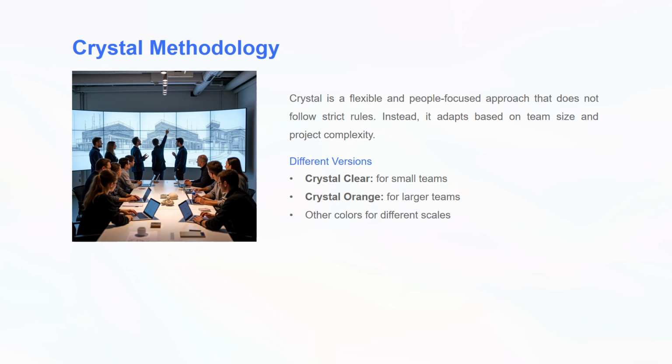Now let's discuss the Crystal methodology. Crystal is a flexible and people-focused agile approach. Unlike other methods, it does not follow strict rules or fixed processes. Instead, it adapts based on the size of the team and the complexity of the project. There are different versions of Crystal, such as Crystal Clear for small teams and Crystal Orange for larger teams. Each version is designed to suit different project needs.